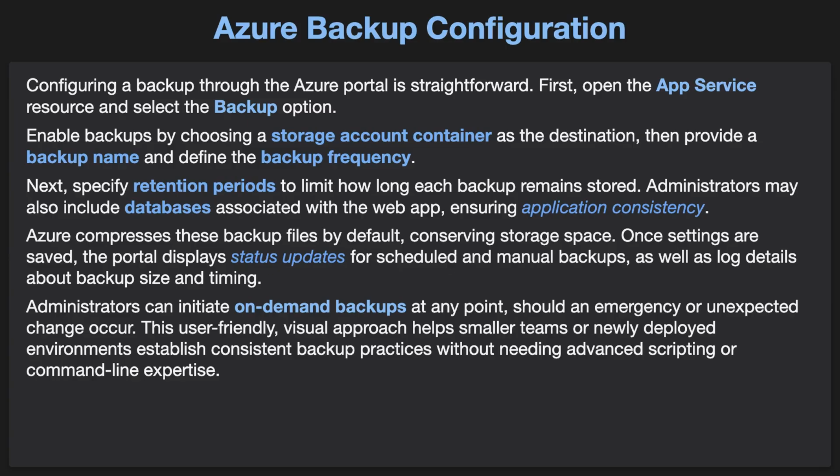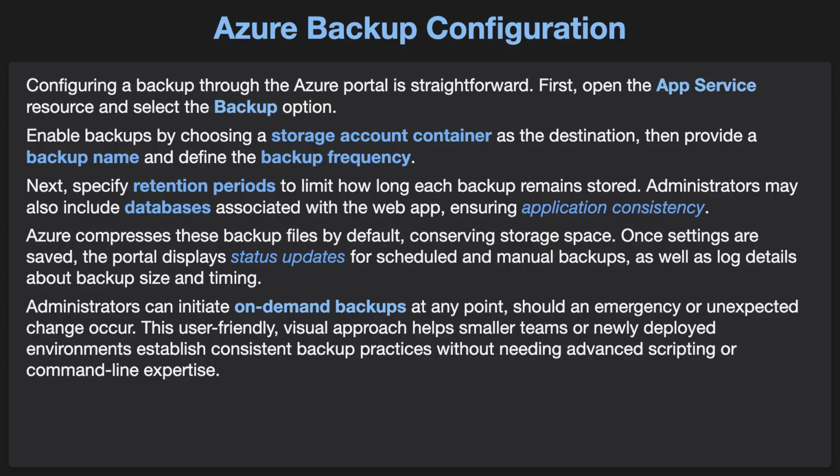Configuring a backup through the Azure portal is straightforward. First, open the App Service resource and select the backup option. Enable backups by choosing a storage account container as the destination. Then provide a backup name and define the backup frequency. Next, specify retention periods to limit how long each backup remains stored.